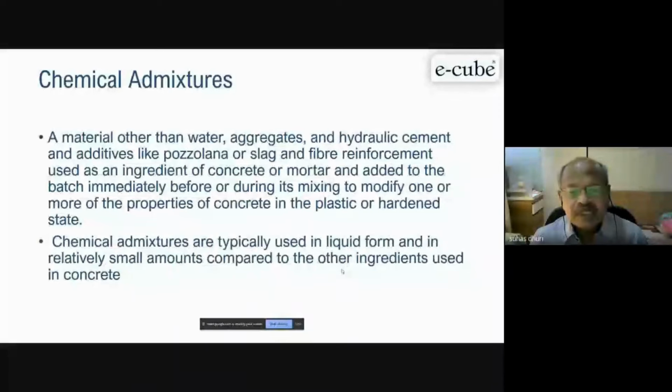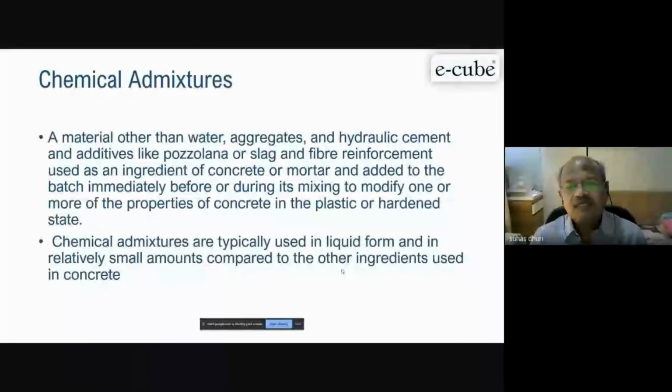Chemical admixture we typically use in liquid form because it is very easy for dosing and mixing. Since water is there, we can add this, so mixing and homogenization of the whole ingredients is very easy, because the quantum is very low. The quantum may be in the range of 0.5 to 1.2%, maximum 1.5%, by weight of binder, including cement and pozzolanic material.